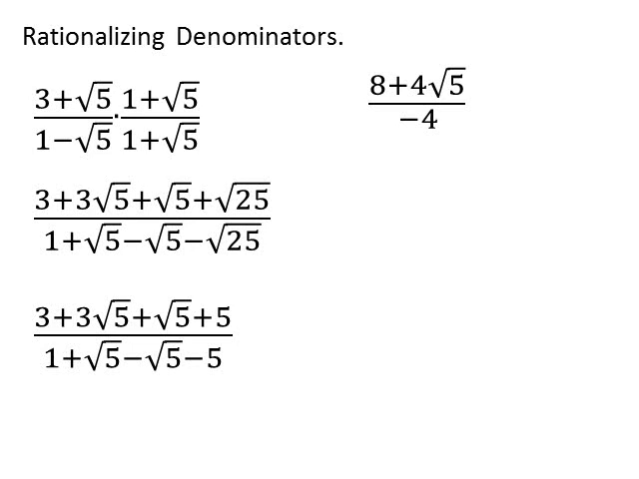Now if I look at the top, both of those terms, the 8 and the 4 root 5, they both divide by negative 4. So I will do that. 8 divided by negative 4 is negative 2, and 4 root 5 divided by negative 4 is negative root 5. So my final answer, when I rationalize the denominator, is negative 2 minus root 5.